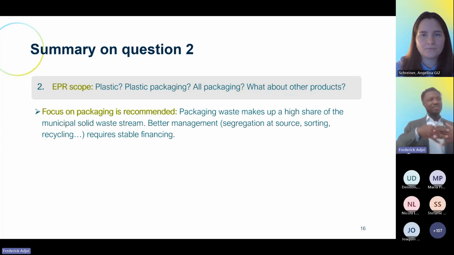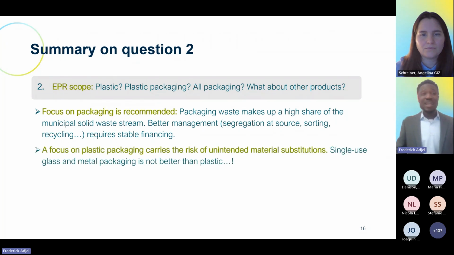It's important to identify these streams that really have a high share in municipal solid waste. Again, focusing on plastic might have unintended consequences. Single-use glass and metal is not better than plastic. It is anecdotal. There's always the discussion, we should ban plastic. This, in many scenarios, might be a bit of a knee-jerk reaction.